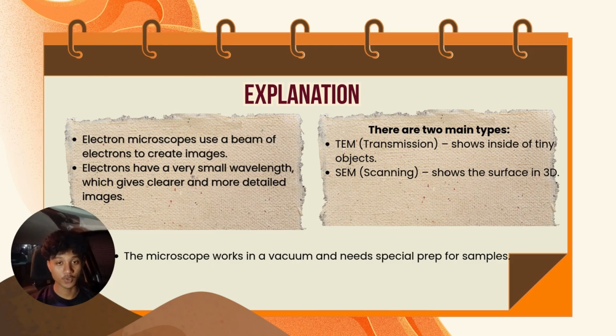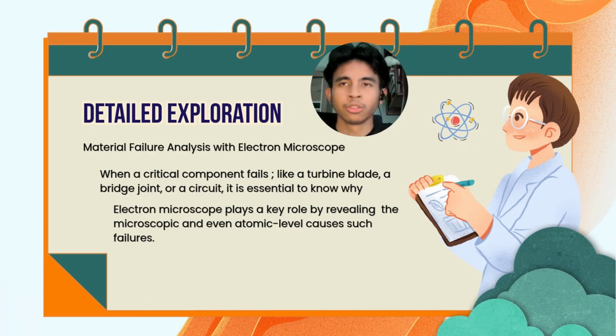To make all of this work, the microscope needs a vacuum environment and the samples often need to be specially prepared. So I'll be talking about the detailed exploration of the scanning electron microscope and the transmission electron microscope. Here we'll be seeing the material failure analysis with the electron microscope. When a critical component fails, like a turbine blade, a bridge joint, or a circuit, it is essential to know why. The electron microscope plays a key role by revealing the microscopic and even atomic level causes of such failures.